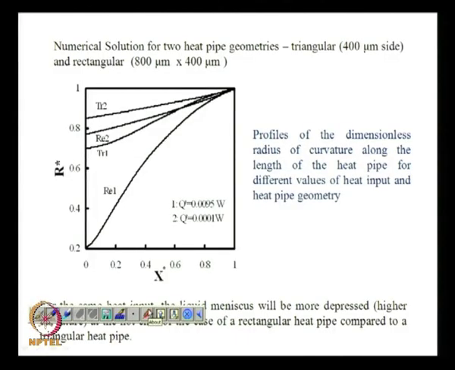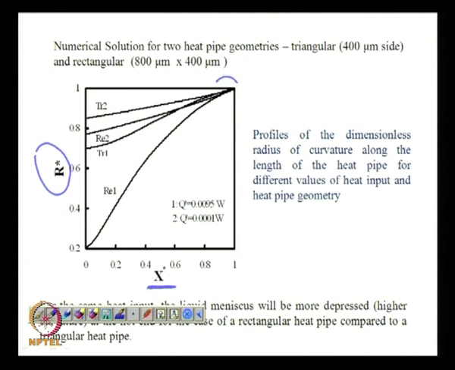This is some representative result that I would like you to see. One is for a triangular groove, which is an equilateral triangle with 400 micron side, and the second is a rectangular micro heat pipe, 800 micron by 400 micron, and I believe the length of this micro heat pipe is about 2 centimeter. Now, here you can see a profile of the dimensionless radius of curvature with x star, which is the dimensionless distance.